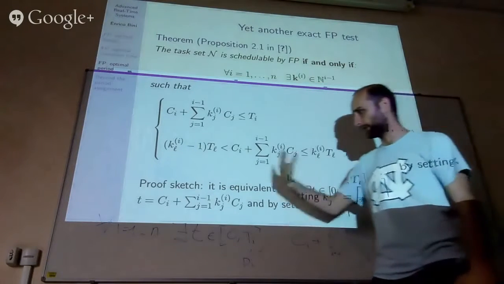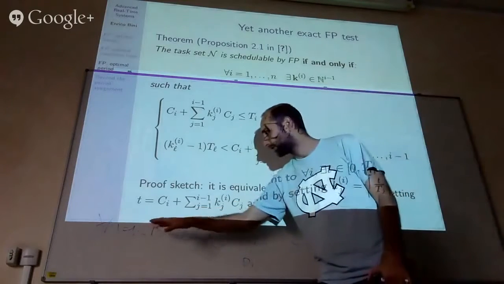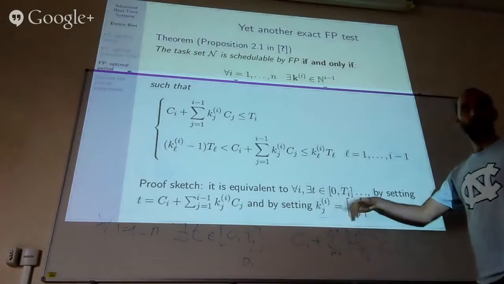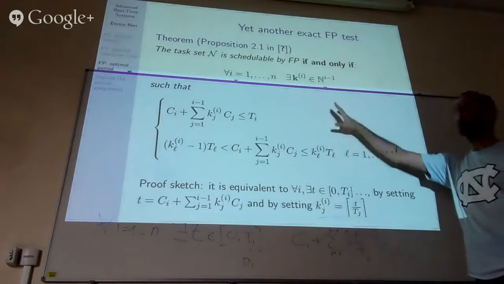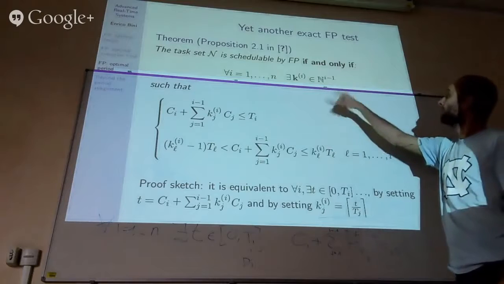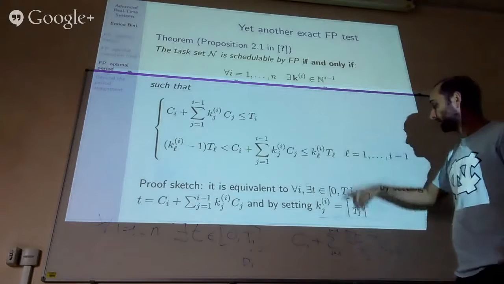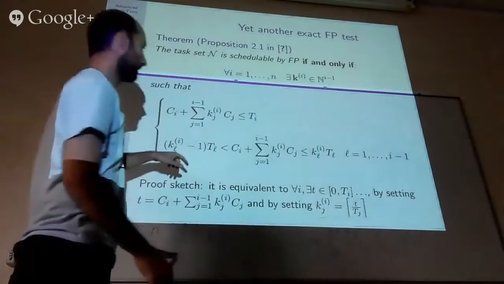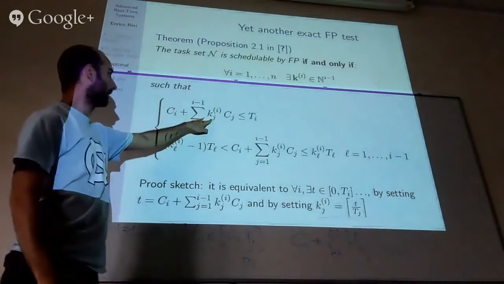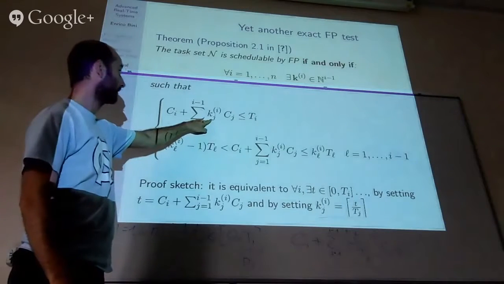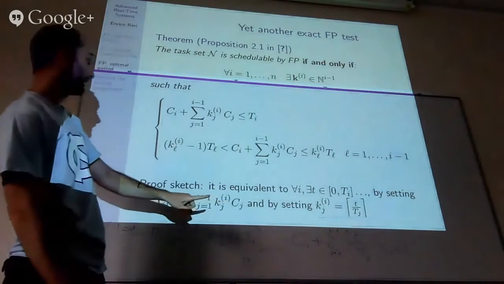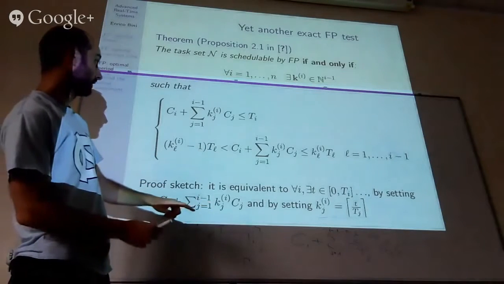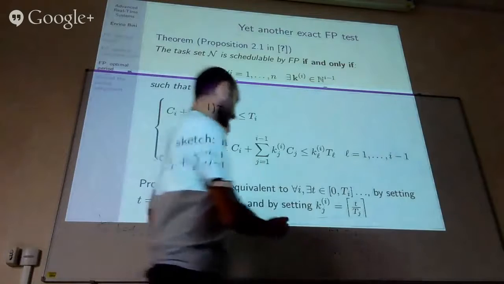From the beginning, we know that for all i there exists T such that this holds. I define K like this, and I want to see if this K satisfies these properties. Now, for all i there exists K, so let's see if it satisfies this property. If I plug those K's here, I get exactly this.